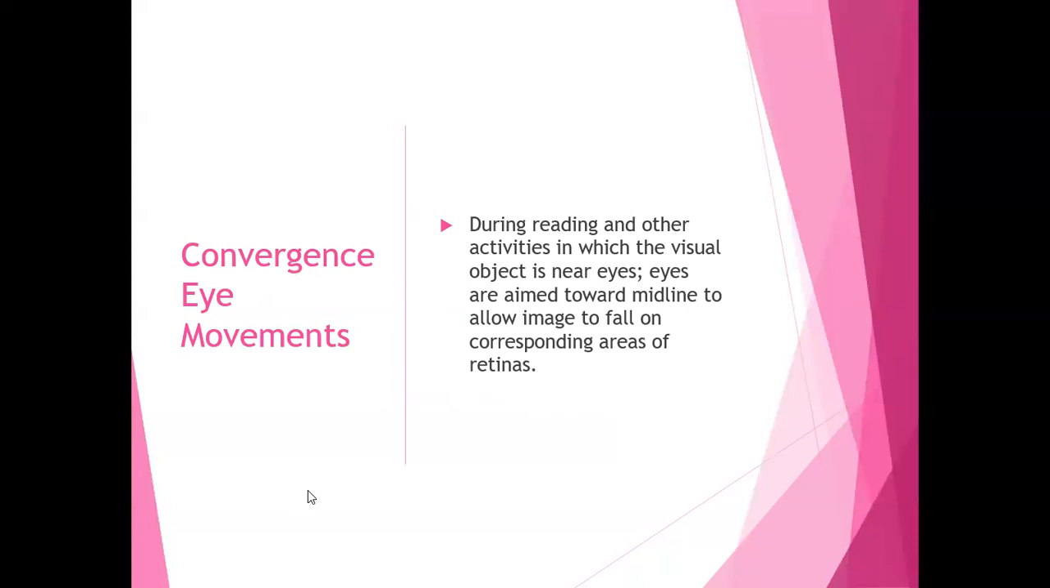So when we're reading or doing other activities where the visual object is near your eyes, so you're knitting or you're reading or something like that, the eyes are aimed more towards the midline to allow the image to fall on corresponding areas of the retinas in right and left. So convergence is normal. If your convergence isn't working, sometimes that results in diplopia, double vision, or blurred vision. So that's something you can test and measure, which is pretty interesting. After a concussion or with vestibular disorders, there's often disturbances in convergence movements.